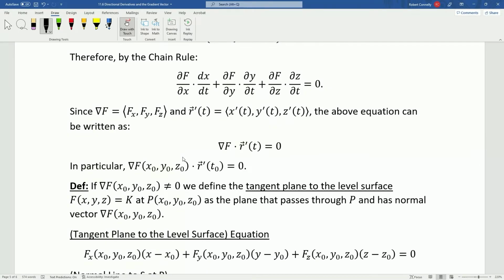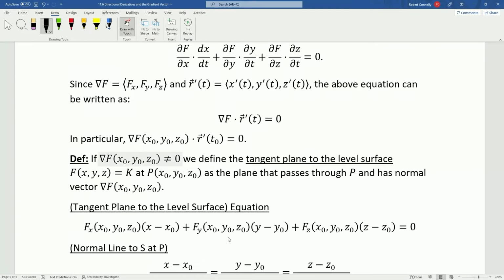Okay, so definition. If the gradient of f at a point is not 0, then we define the tangent plane to the level surface f of x, y, z equal to k at that point as the plane that passes through P and has normal vector the gradient of f at x naught, y naught, z naught. So yeah, as we said, since this dot product is 0, that means this gradient of f at this point is perpendicular to this tangent line here. And so this is going to be a normal vector to the tangent plane that we describe here.